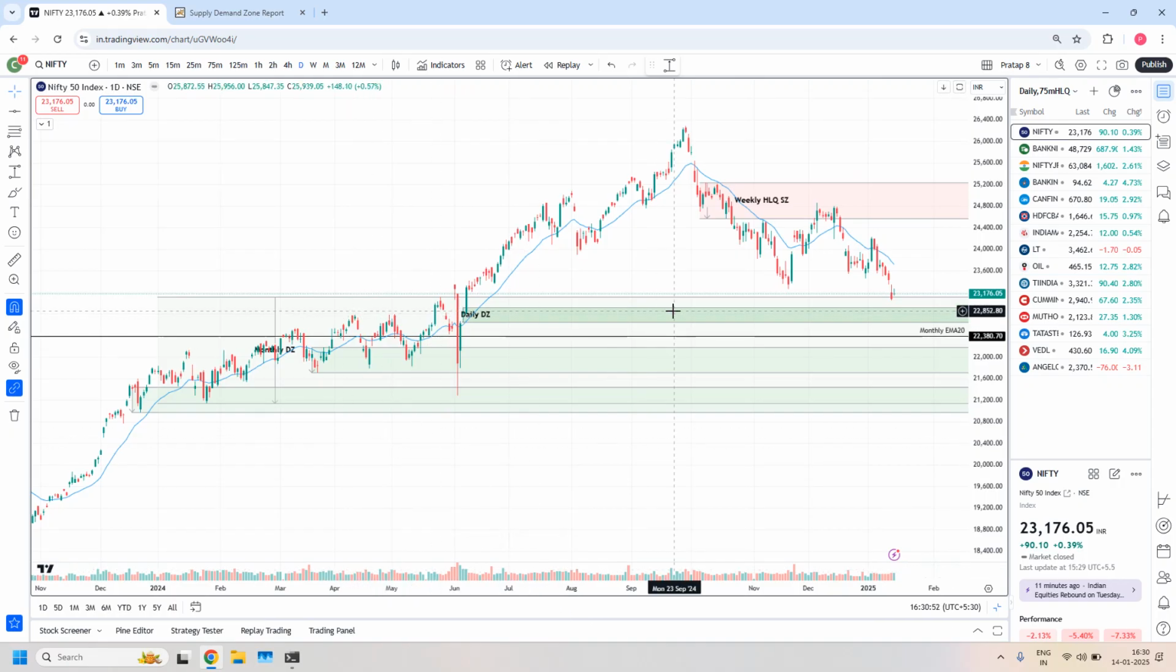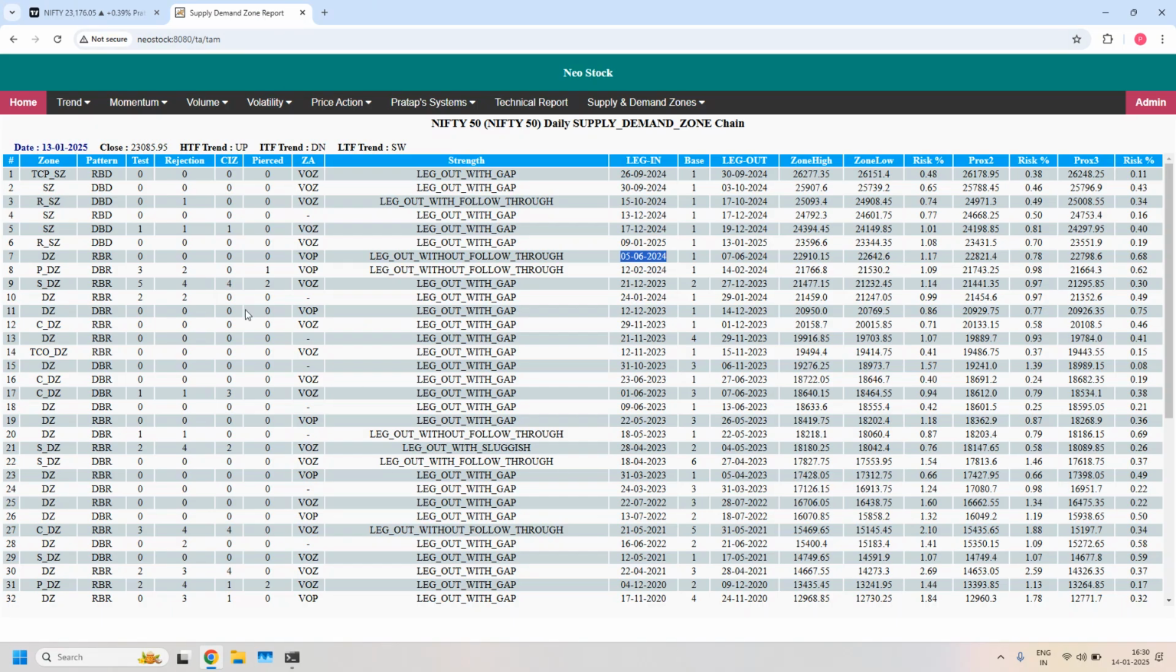Okay, this is one daily zone, this is a fresh zone. Below that, any pierced zones? Yes. Here we have a pierced zone. It was tested 2 times. Let us focus on this, where exactly it is. This is the 12/2/2024 one base candle.